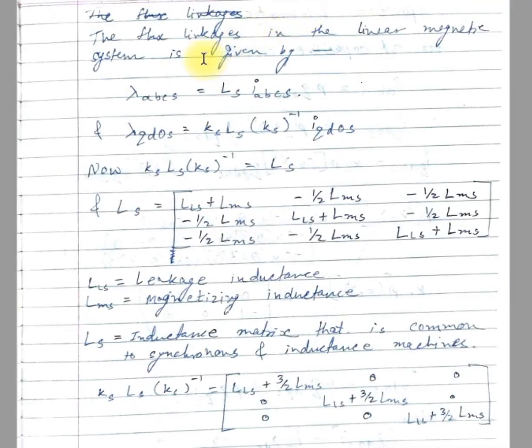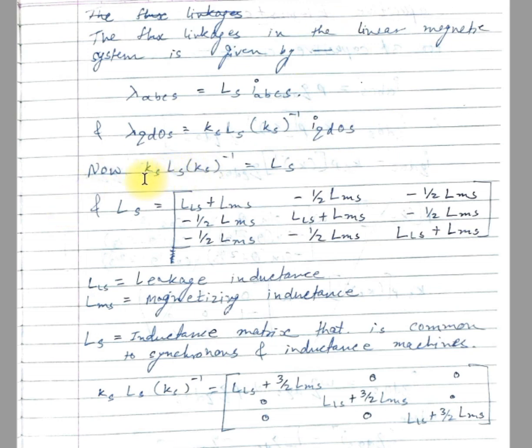Thus, from the above equations, we can say for a linear magnetic system, the flux linkages may be expressed as lambda of ABCS, which is equal to Ls into I of ABCS, where the flux linkages in the arbitrary reference frames may be written as lambda of qd0s, which is equal to ks into ls into ks inverse into I of qd0s.